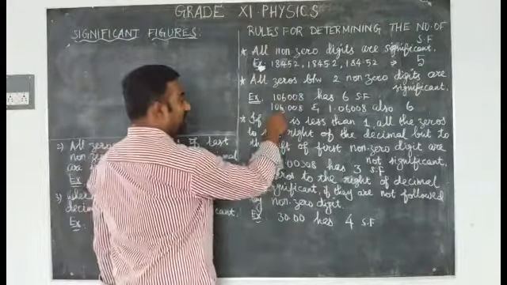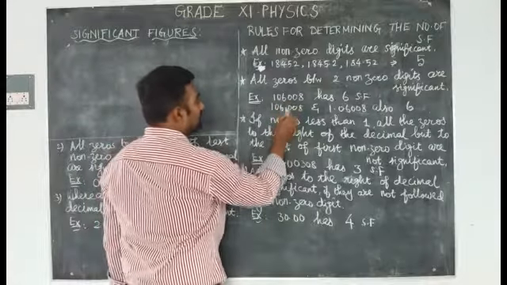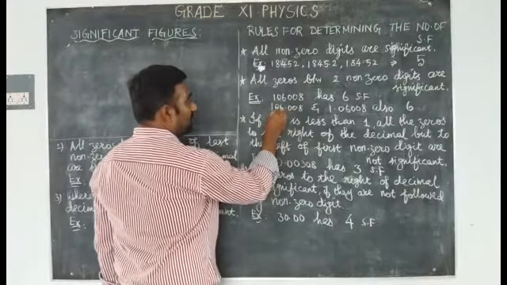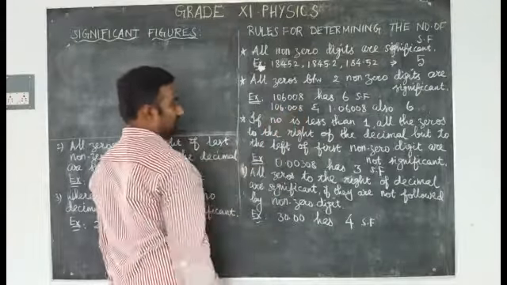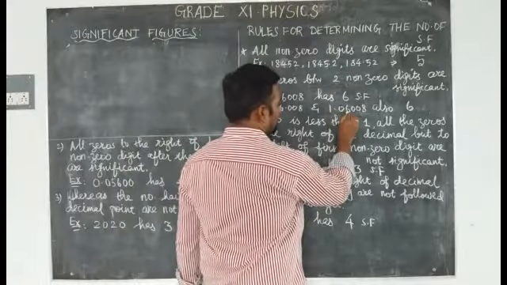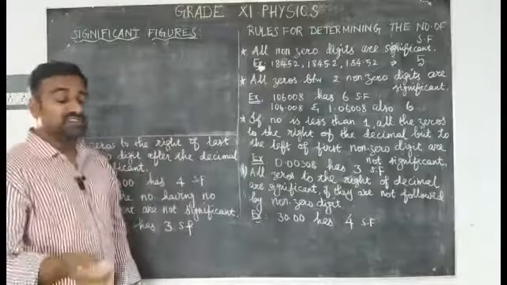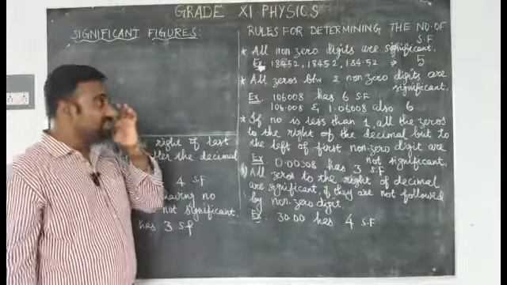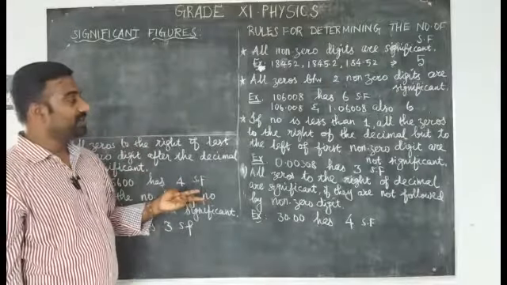We can write this with a decimal too. Here there is no decimal, but we can place the decimal anywhere. But even if we place the decimal here, 0 is between 1 and 6, and the two zeros are between 6 and 8. So if 0 is placed between two non-zero digits, those zeros are considered significant. Okay, so two rules are over.